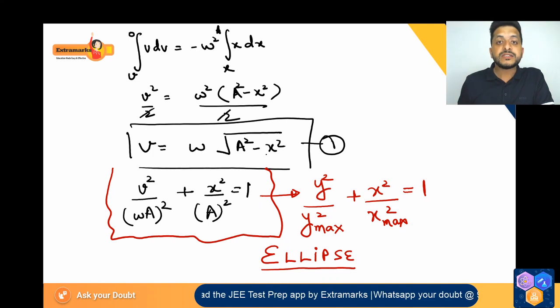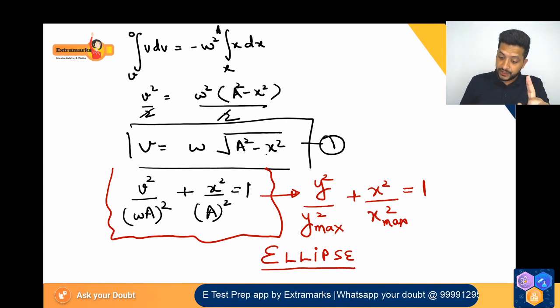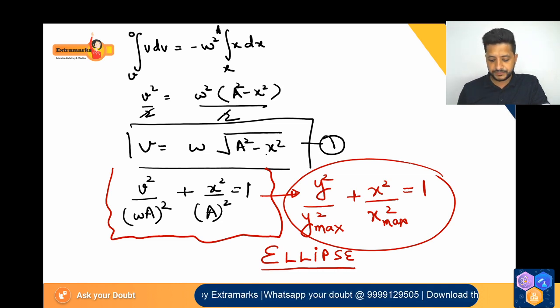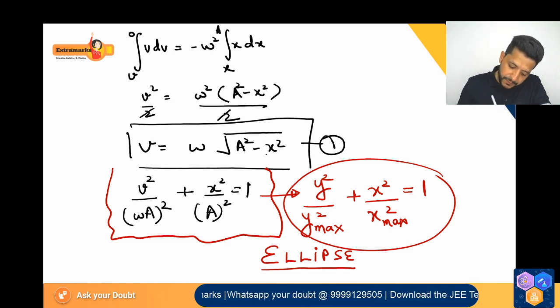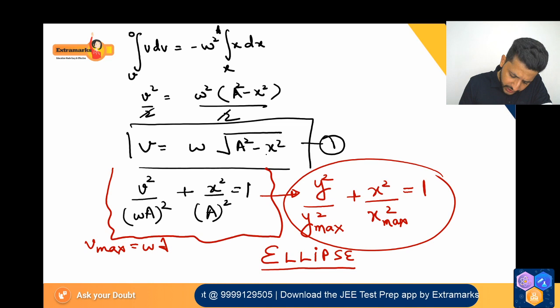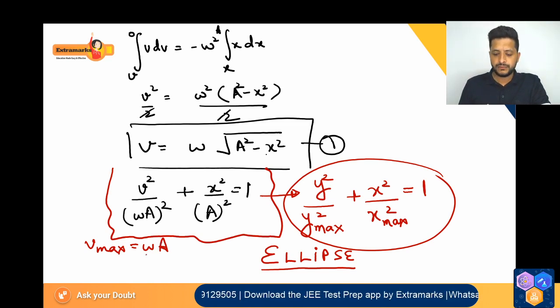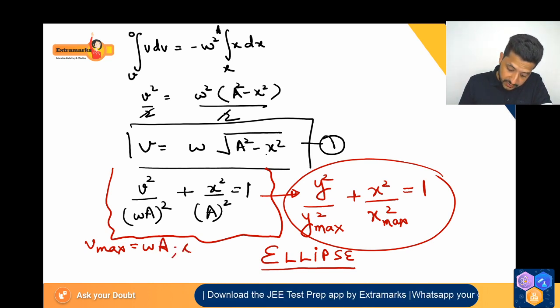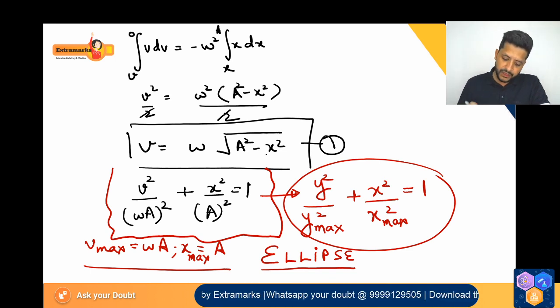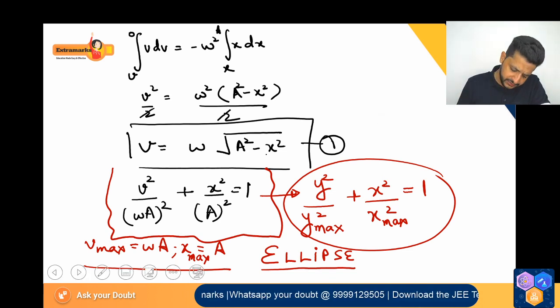Fine. This is the equation of what? Ellipse. Very important. So if you compare these two, what is the maximum value of velocity? Sir, it is omega into a. What is the maximum value of x? That too we already know, it is the amplitude, and in this equation also you can see it is how much? A. Correct? Okay, understood. Go back.